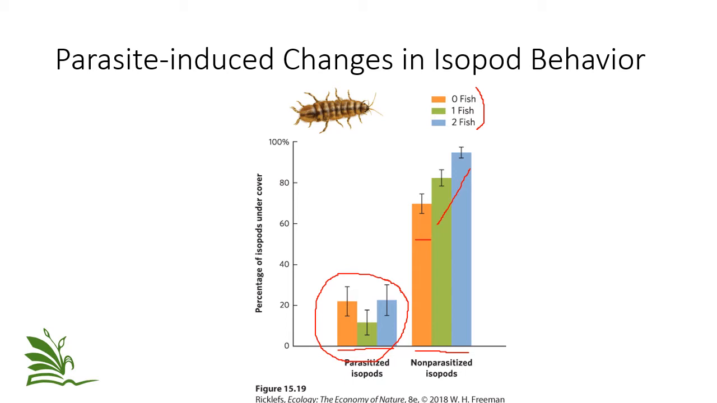Why? Because the fish are the hosts that will be the next host for the parasite in the isopods. So the parasite in the isopods needs to be transferred from isopod to fish, and they facilitate that behavior. It's wild to see.